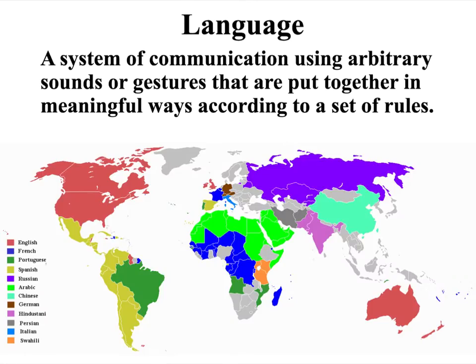So to start off, here is a working definition of language. Language is a system of communication using arbitrary sounds or gestures that are put together in meaningful ways according to a set of rules. Now, this does seem like a complex definition, so let's break it down. A system of communication. A system means it is something that is organized, a series of working parts. The term communication means any transfer of information.